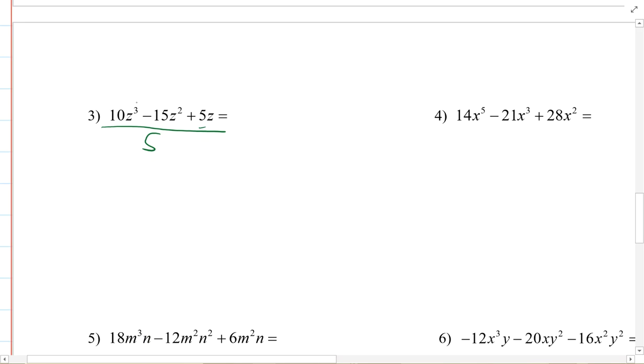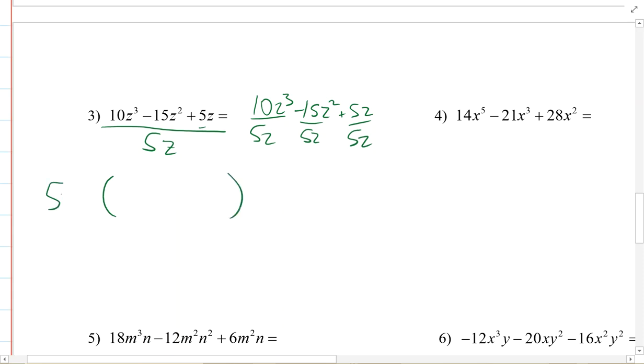And what about our letters? Cubed, squared, exponent 1. So we're going to use the smallest one, exponent 1. So again, you could write this as 10z cubed minus 15z squared plus 5z. And each one is divided by 5z. That is legit. Okay. Each term gets divided. So our GCF always goes here. Okay. And your remainder goes in the brackets.